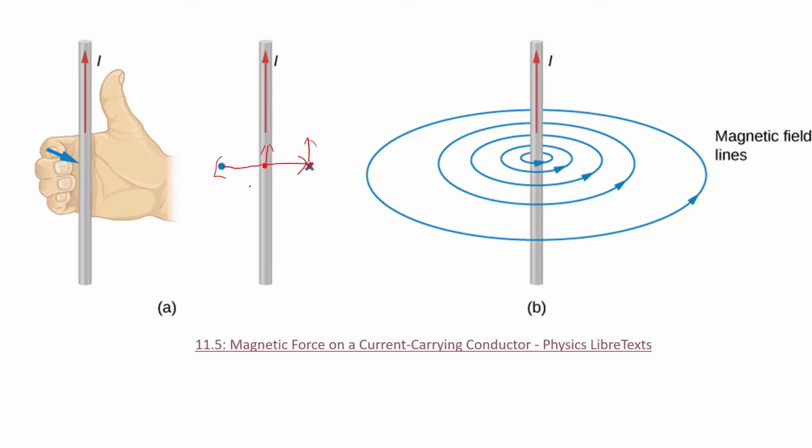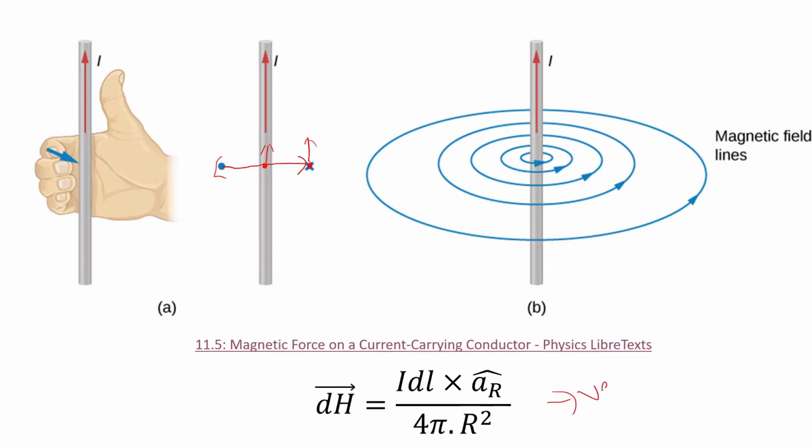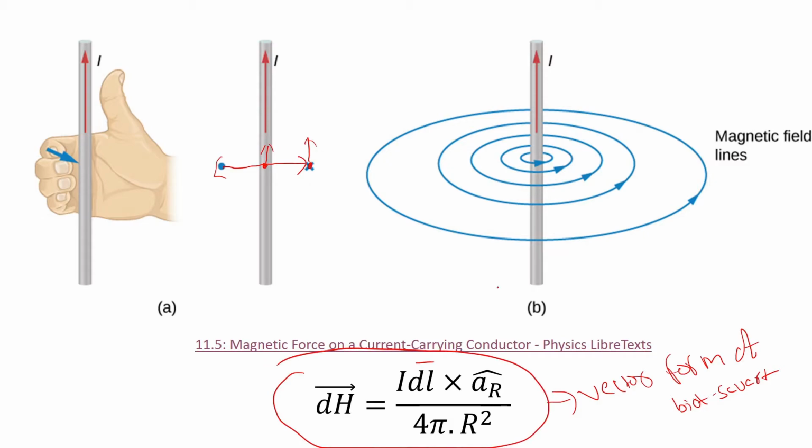So from the magnitudes and the direction, I can conclude that dH bar, the vector form of Biot-Savart's law, says that dH bar equals I dL bar cross a_R cap by 4 pi R square. This is the vector form. This is something you might be seeing for the first time.